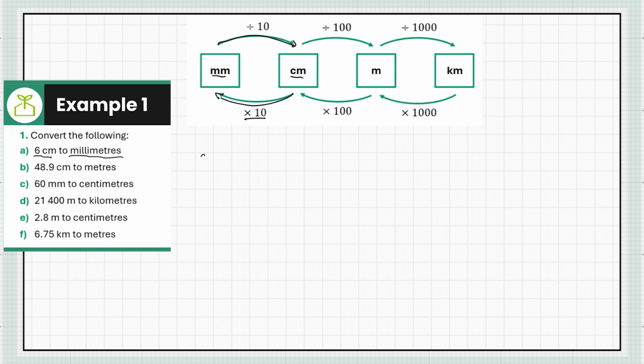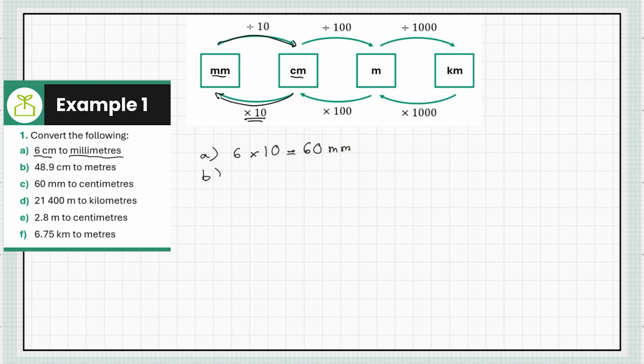Right, so let's do our first one for A. So we're converting 6 centimeters to millimeters. Now there is 10 millimeters in every centimeter. So to go from centimeters to millimeters, we're going to times what we've got by 10. So it will be 6 times 10, which is just going to be 60 millimeters.